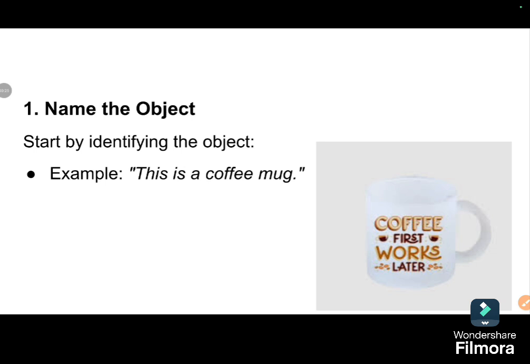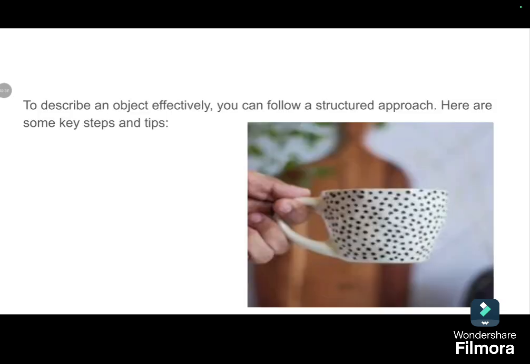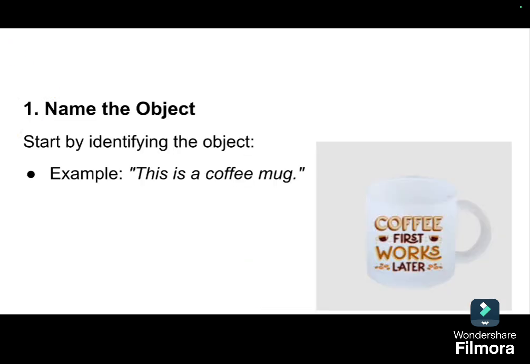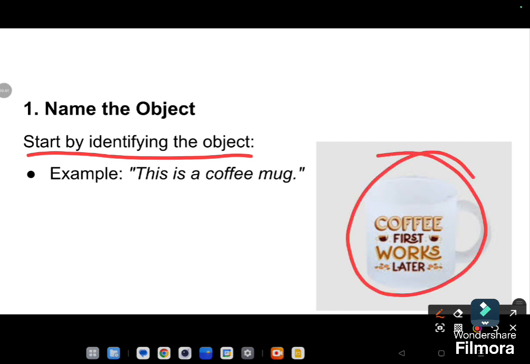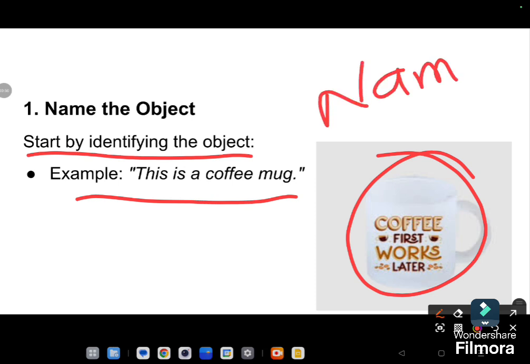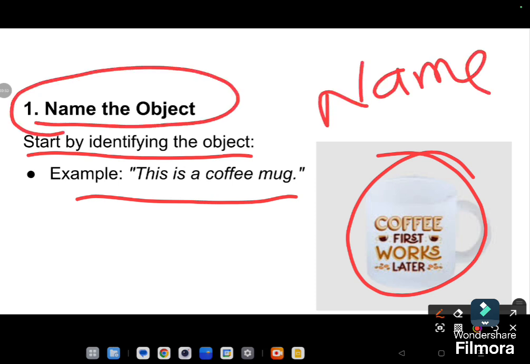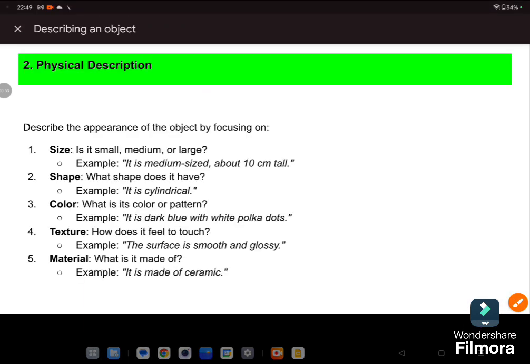So let's see. First one, name the object. Whenever you want to describe something, the first thing is to name the object. So what do you do here? Start by identifying the object. For example, this is a mug, right? This is a coffee mug. So you are talking about the name of the object.